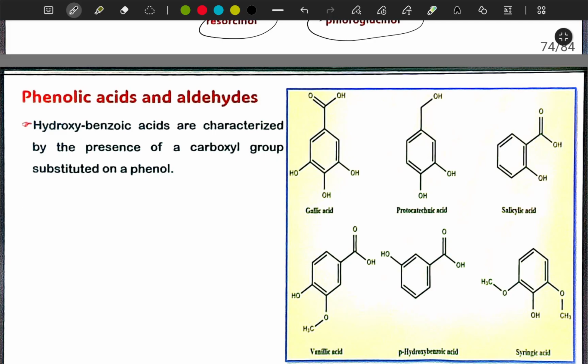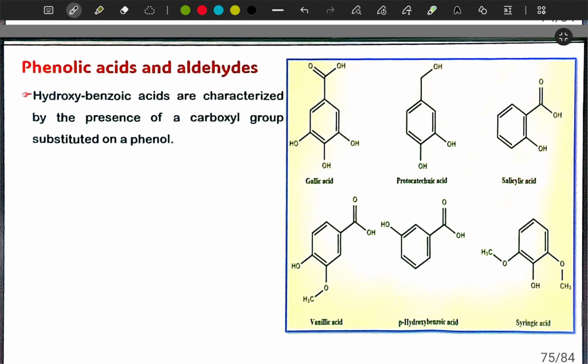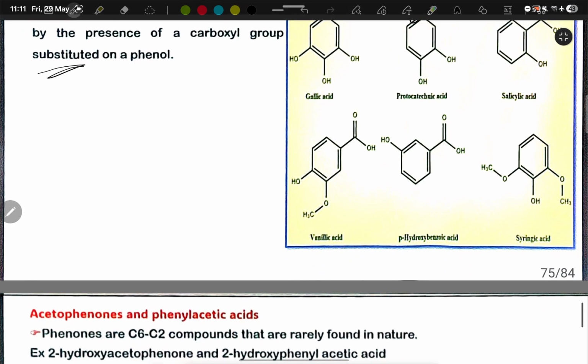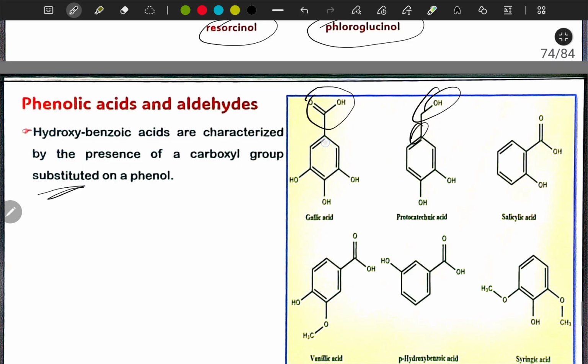Phenolic acids and aldehydes. Hydroxybenzoic acids are characterized by the presence of a carboxyl group substituted on a phenol. So this is phenol and this is the carboxyl group, phenolic acid. This is the definition of hydroxybenzoic acid. These are hydroxybenzoic acids.